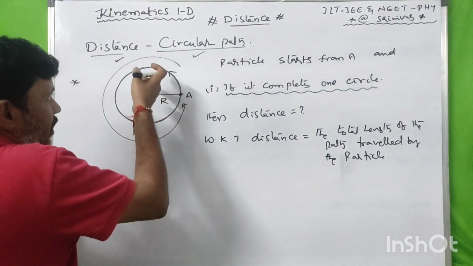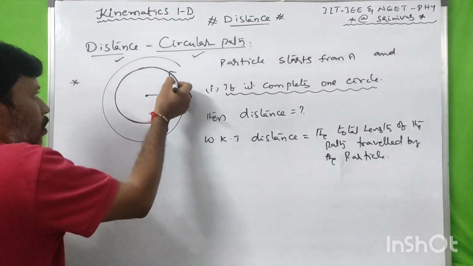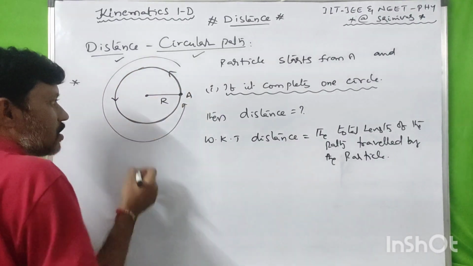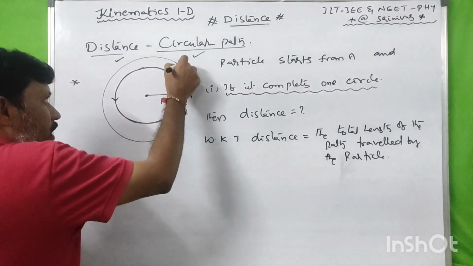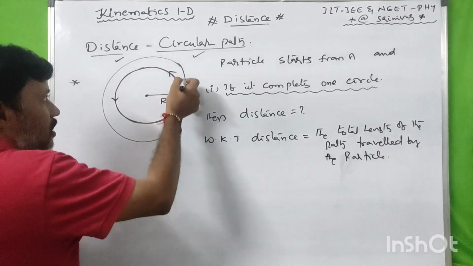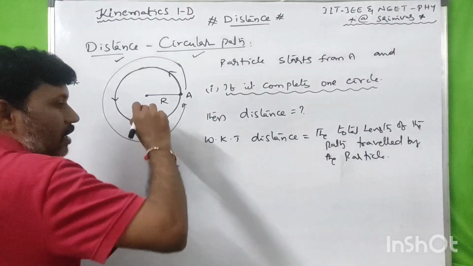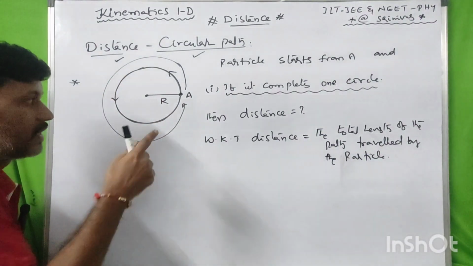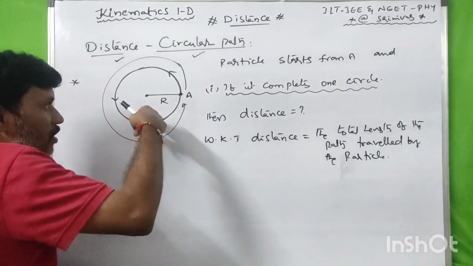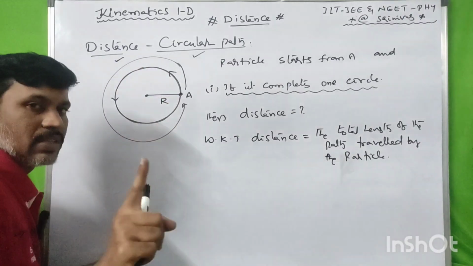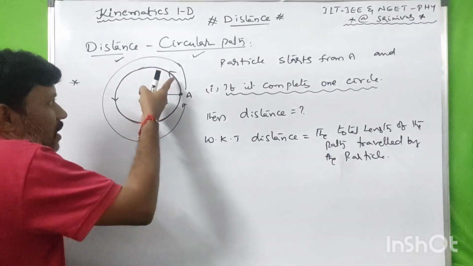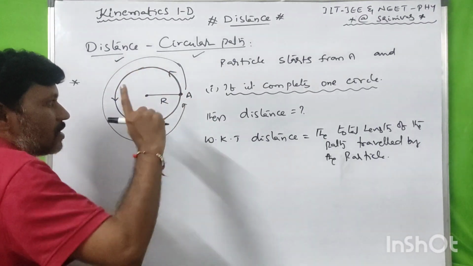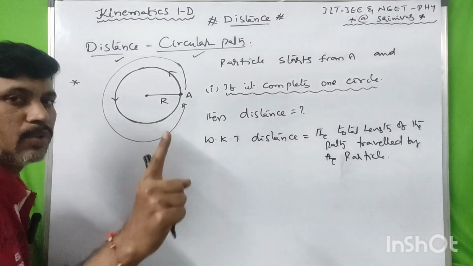Right. In the circular path, the body starts from A and comes back to A. That means the total length of the path is this, right? The total length of the path covered by the body means the circumference of the circle. Starting from A and returning to A means one circle is complete. When one circle is complete, the path covered is as much as the circumference.